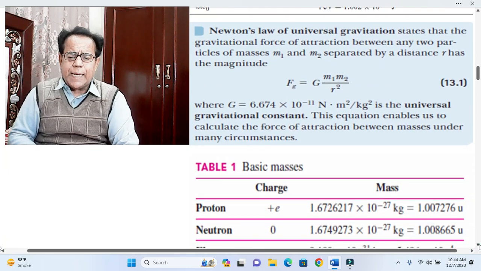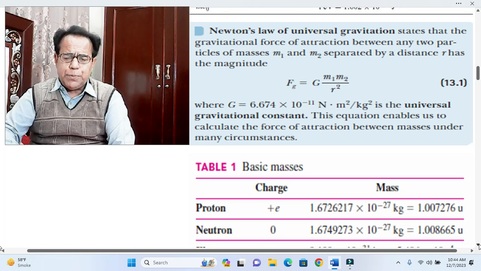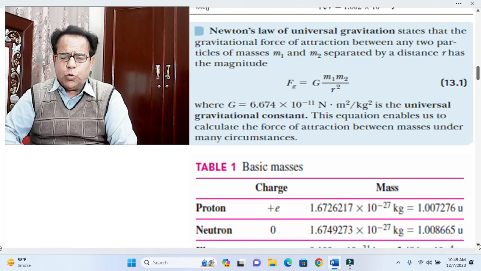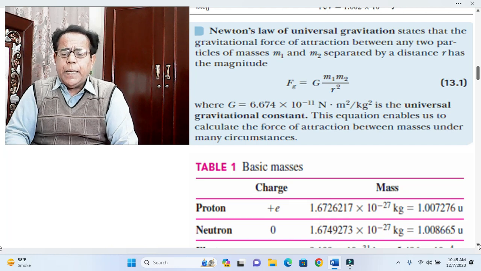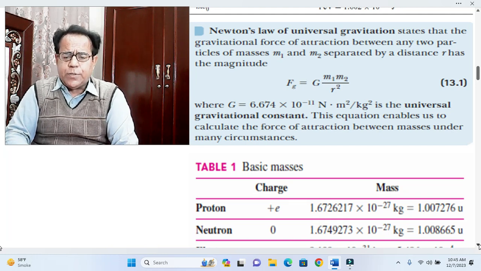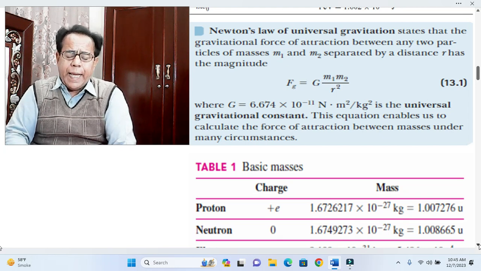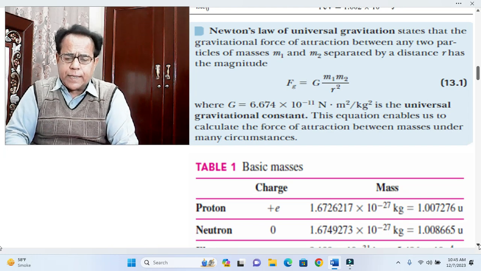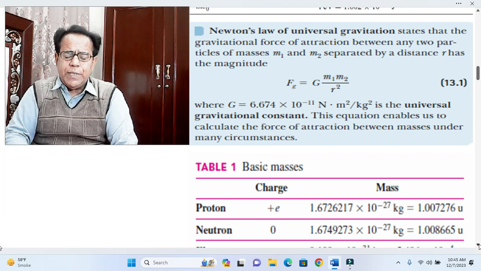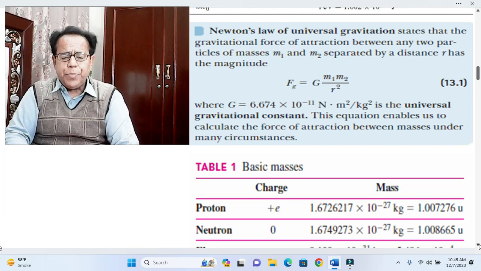Dear students, this is the next snapshot. It is about gravitational force. Newton's law of universal gravitation states that the gravitational force of attraction between any two particles of masses m1 and m2 separated by a distance r has the magnitude F_g equal to G m1 m2 over r square. Here small g is written as a subscript of capital F, meaning gravitational force.